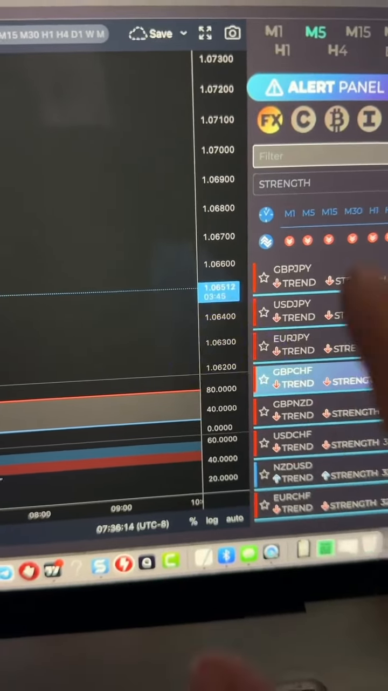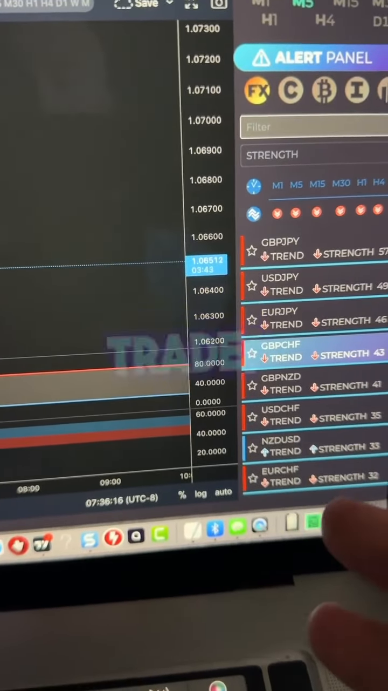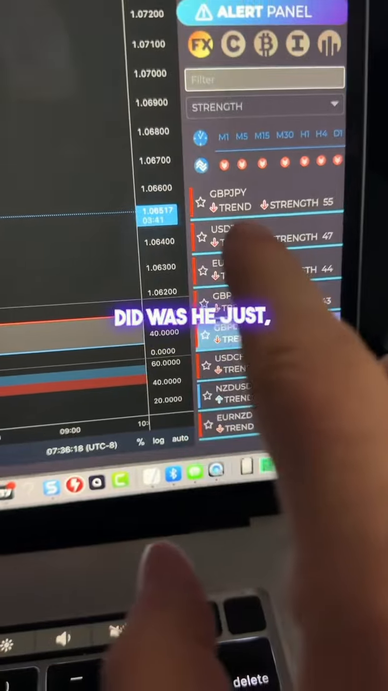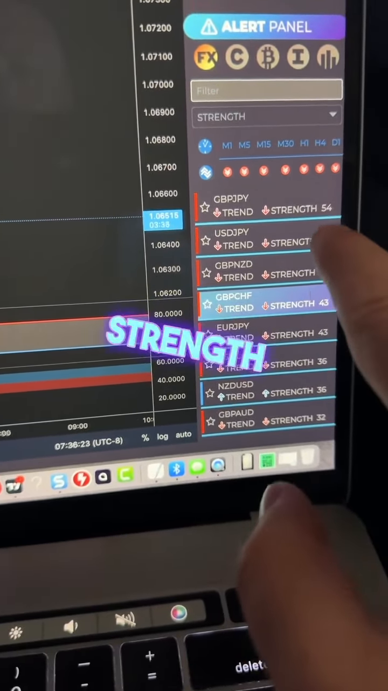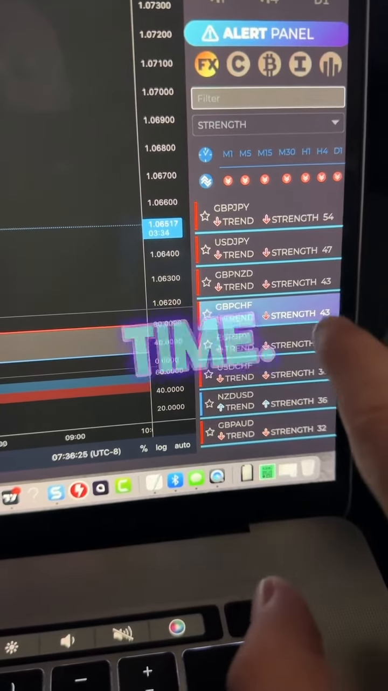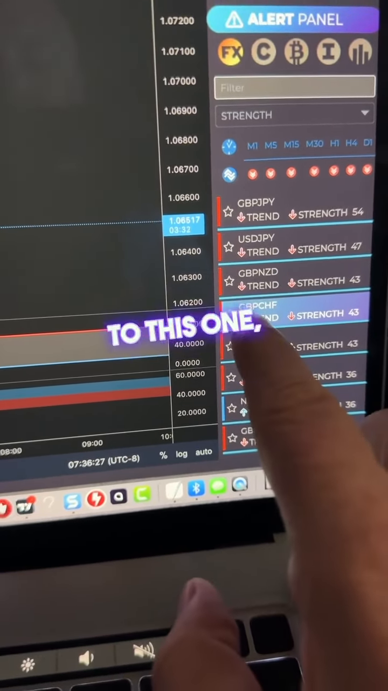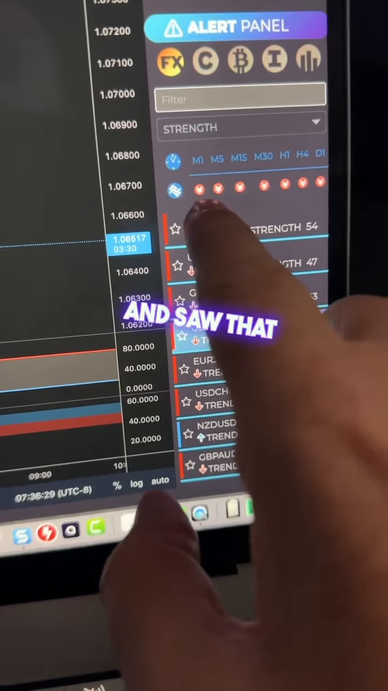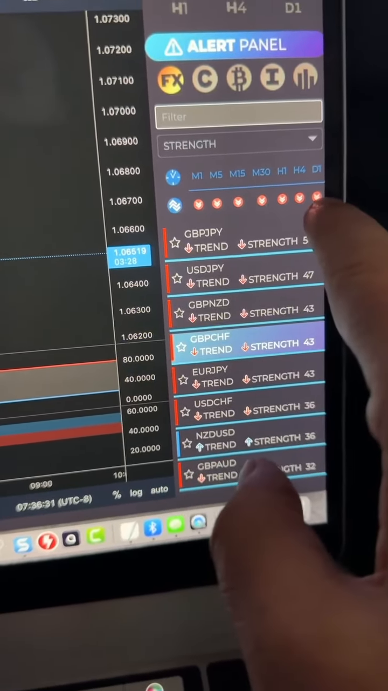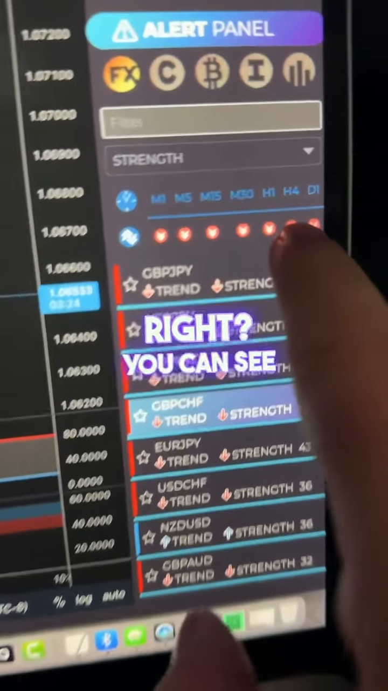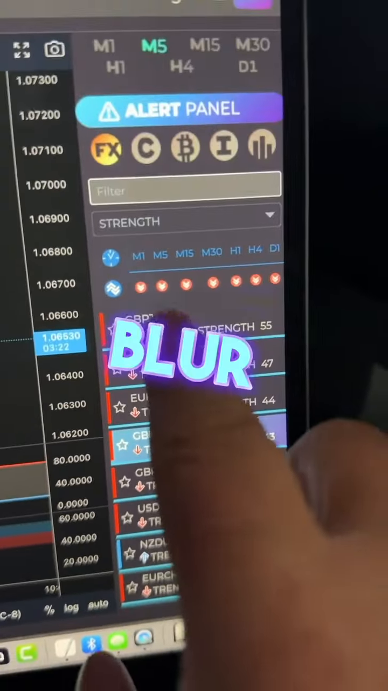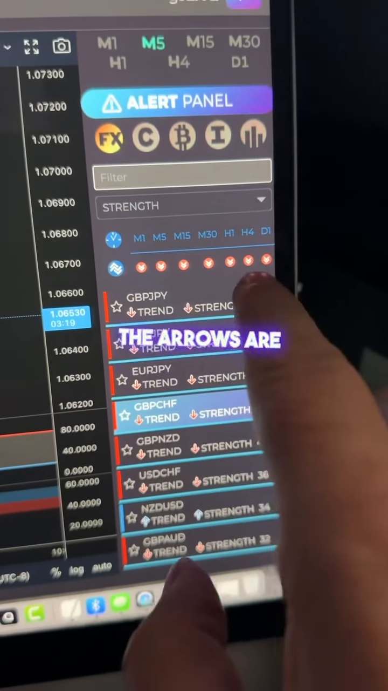Out of all the like 30 or so pairs, which one do you trade, right? And what he did was he clicked down through these, and you can see they're moving because the strength is being calculated in real time. So he got down to this one, the pound Swiss, and saw that it's trending all in the same direction in all time frames. It's trending down, right? You can see if you move in, a little blurry there, but the arrows are moving down, right?